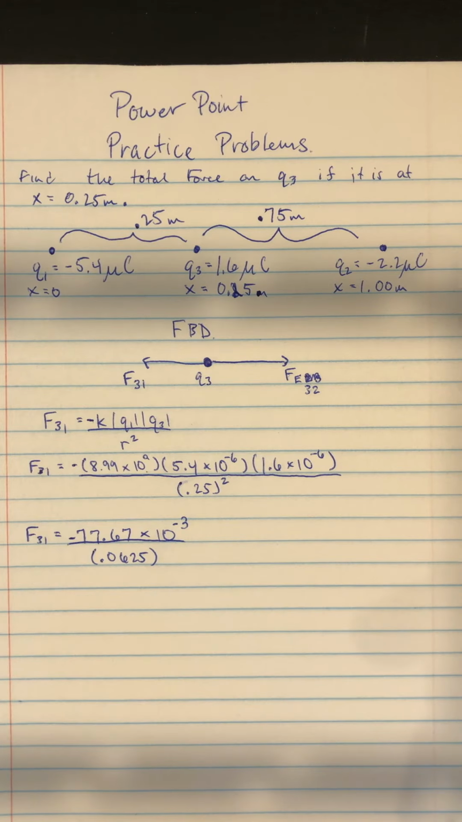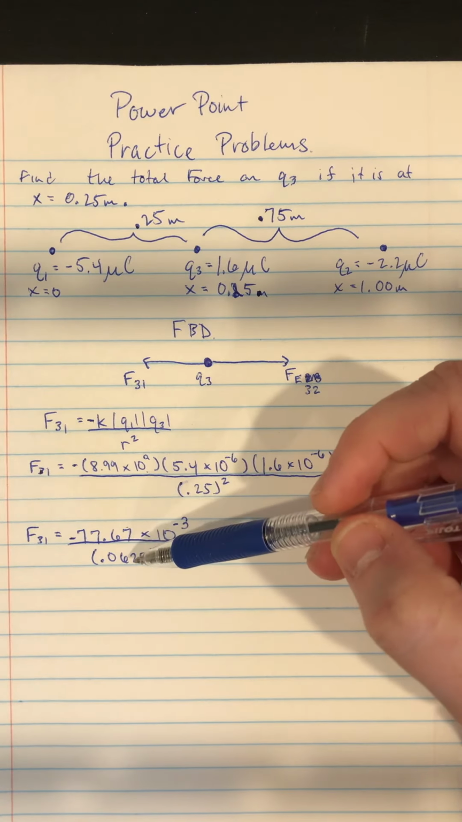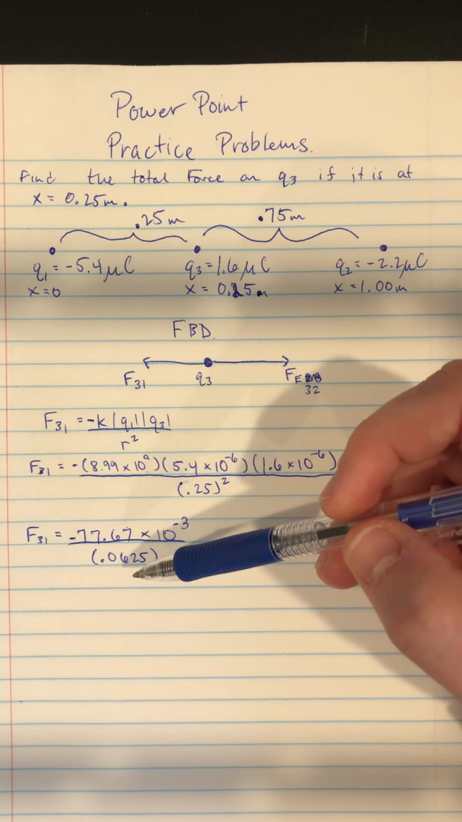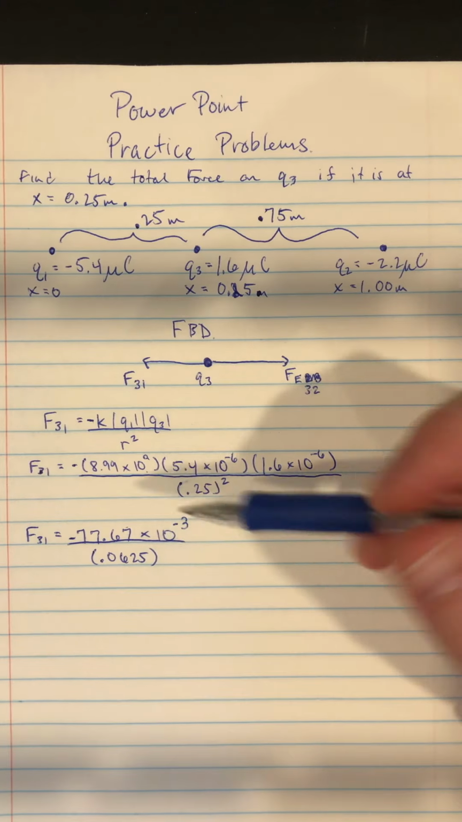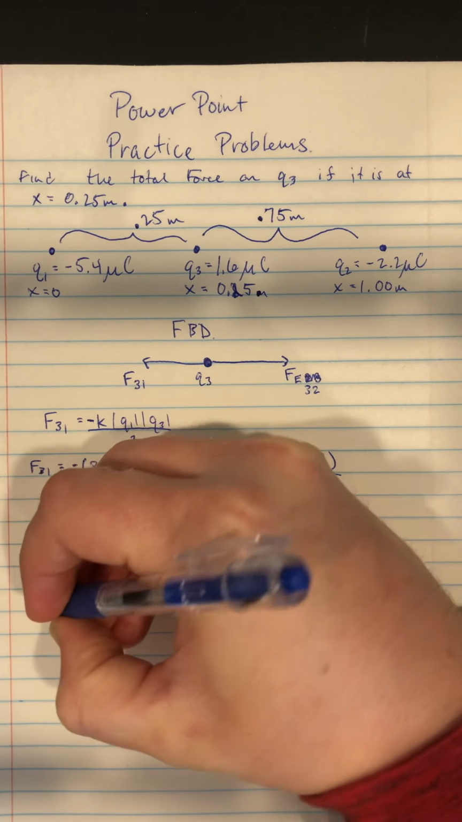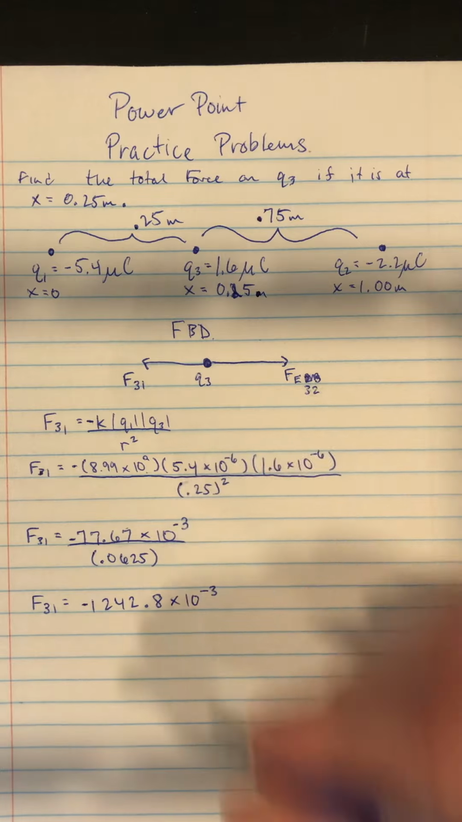All right, and then we can divide those. So again, we could just divide the starting numbers. So negative 77.67 divided by 0.0625 will give us negative 1,242.8, we'll call it, times 10. There's nothing to do with the 10, because there's no times 10 on the bottom. So it just stays as times 10 to the negative third.